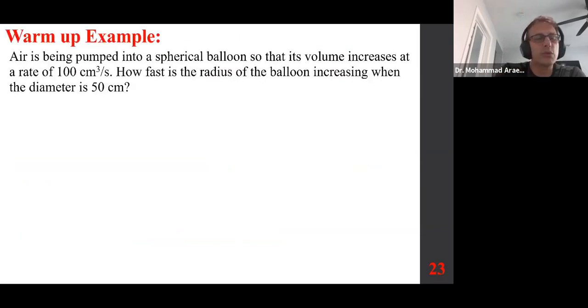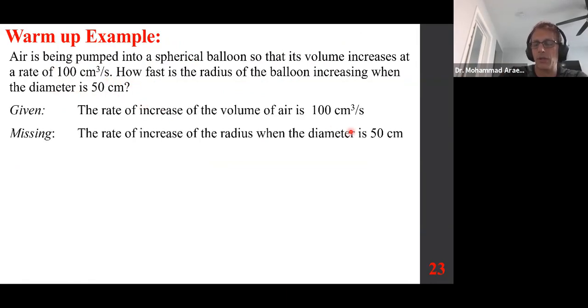So in this example, which was a warm-up example, air is being pumped into a spherical balloon so that the volume is increasing at a rate of 100 cubic centimeters per second. We want to know how fast the radius is increasing when the diameter is 50. So we need a piece of information from geometry. This is the explanation again verbally.